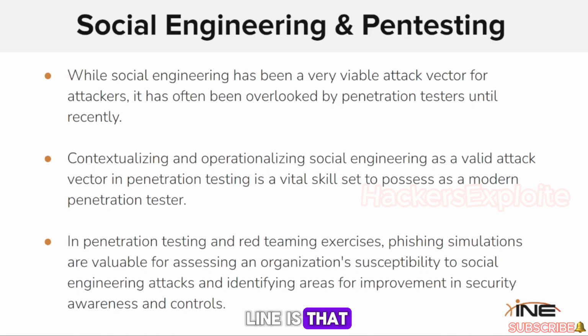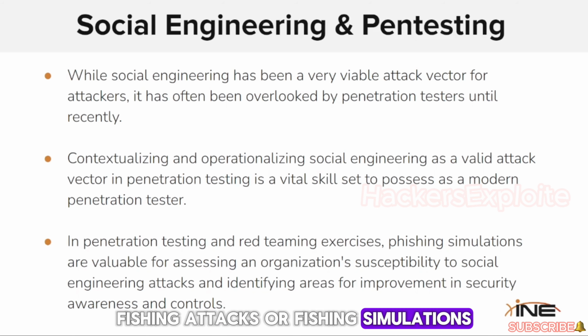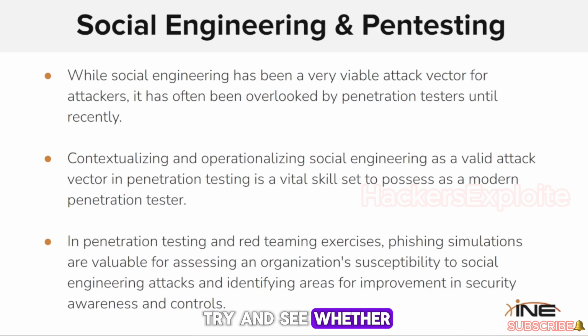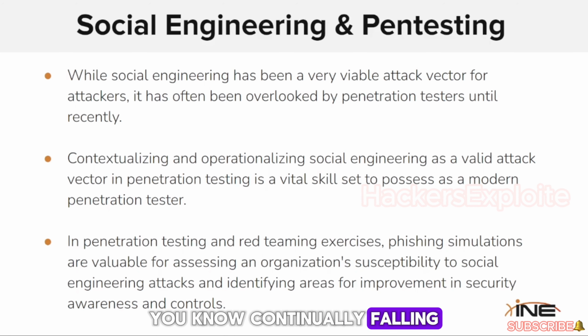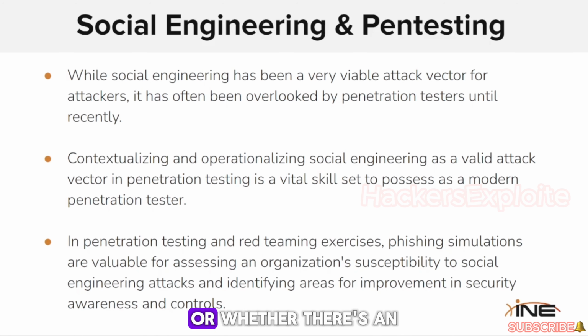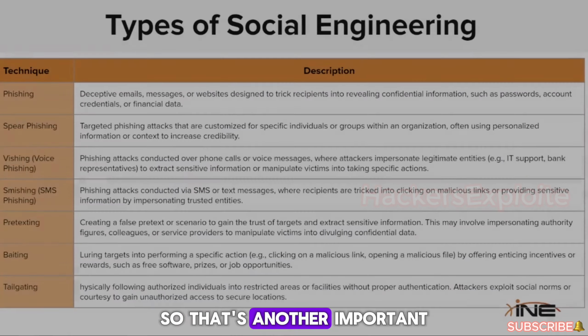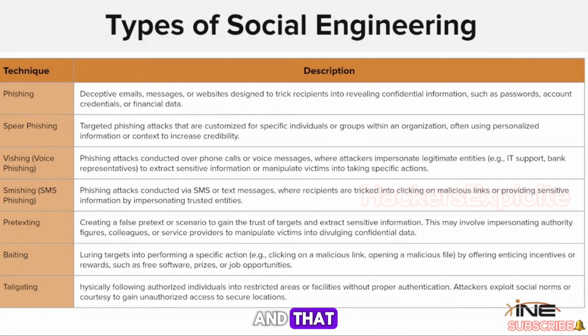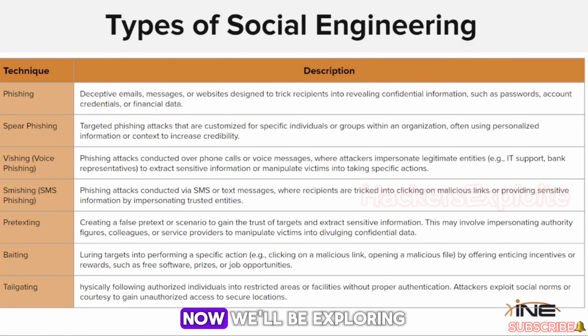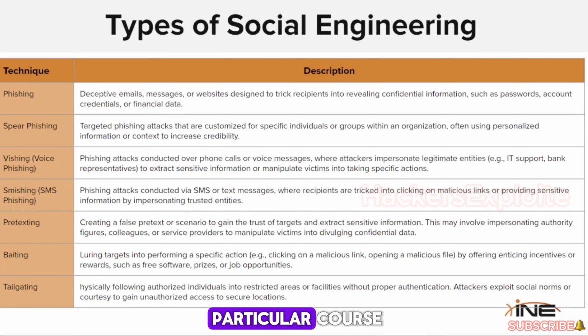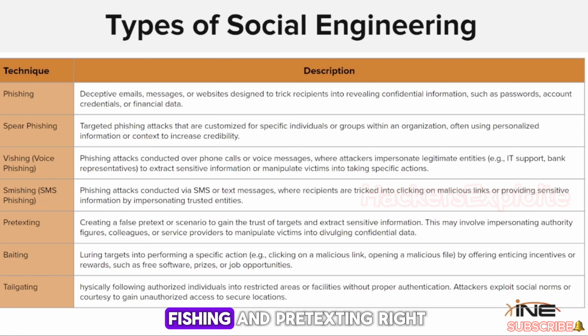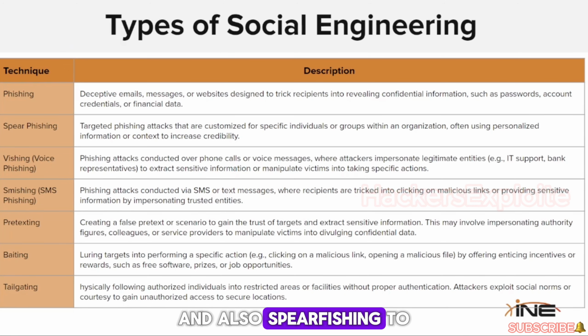But the bottom line is that companies have started factoring in phishing attacks, or phishing simulations, if you will, to see whether the employees are continually falling for the same mistakes, or whether there's an improvement with regards to the training that the company is giving them. So that's another important thing to factor in. And that, of course, brings us to the types of social engineering. Now, we'll be exploring a lot of these, but in this particular course, we'll be focusing on phishing and pretexting, right? And also spear phishing to a certain extent, at least at a conceptual level.